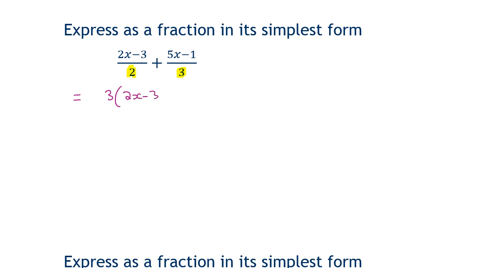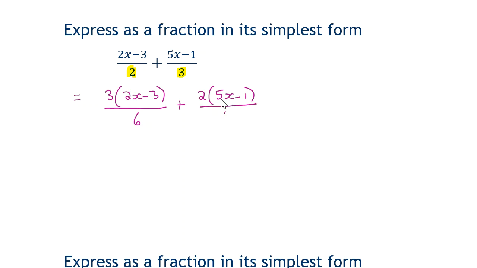Now we don't really need to worry too much about the numerator just now. All of that is going to be divided by 6, and to that we're going to add on. Now if we're going to create a denominator of 6 in the second fraction, then we must be multiplying the numerator and denominator by 2. So we end up with 2 lots of 5x minus 1, all of that divided by 6.